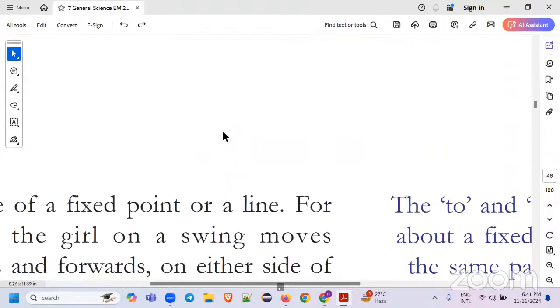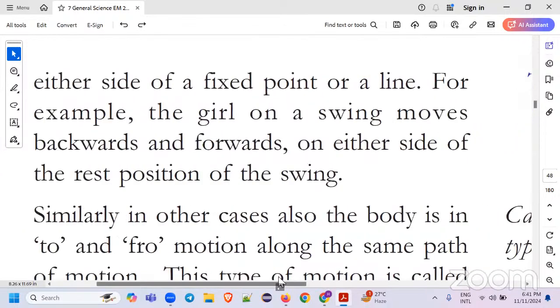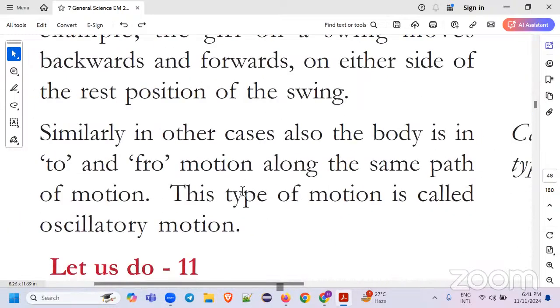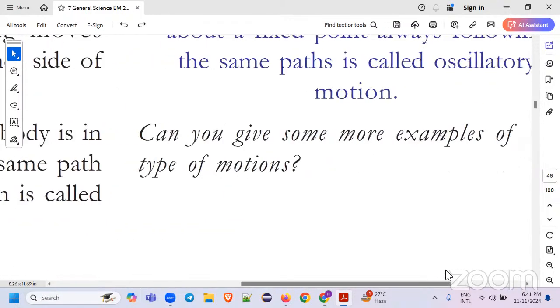Okay. So now we try to discuss all the three kinds of motion. One is translatory motion. The other is rotatory motion. The third one is called oscillatory motion. Children, I don't know how the definition is given. We shall see.